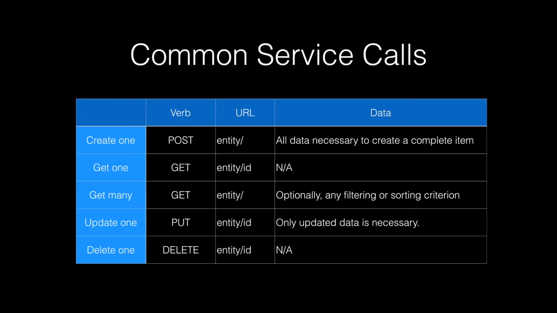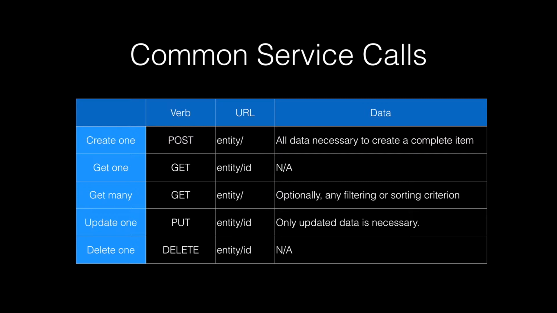And then notice that on the post, on the create one, and on the get many, we just call the endpoint and the verb. So with just the endpoint and the verb, the API will know what we're looking for and respond accordingly. Of course, with the post, we would call the endpoint and then we would send all the data necessary to create a complete item.